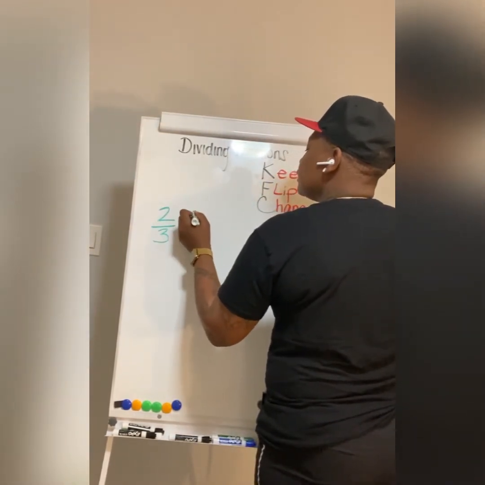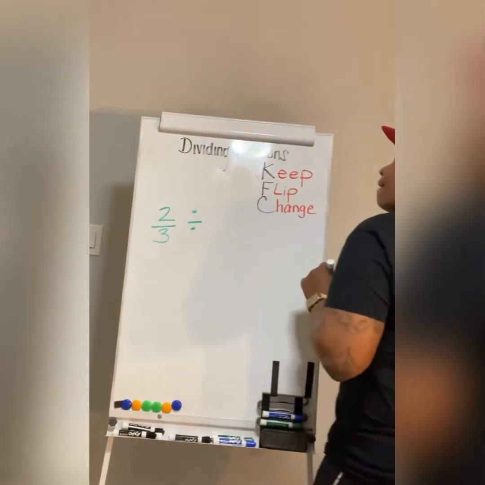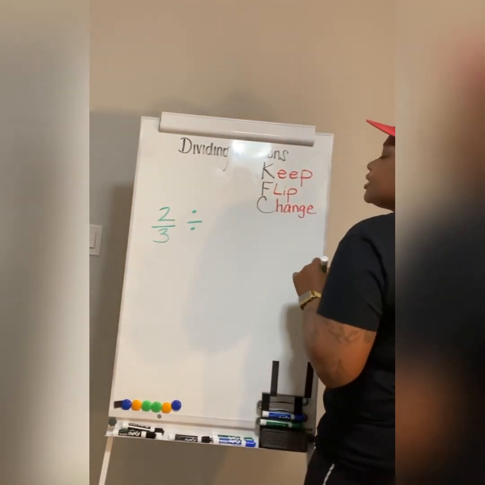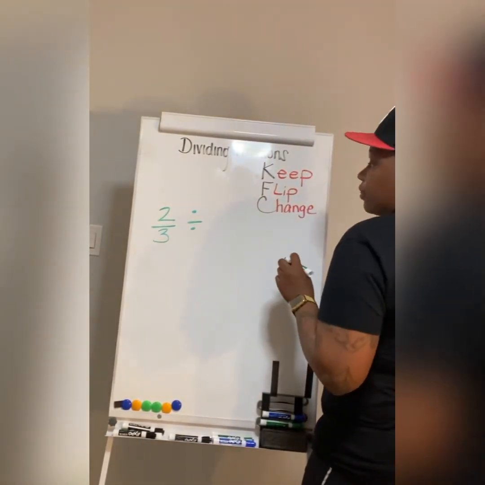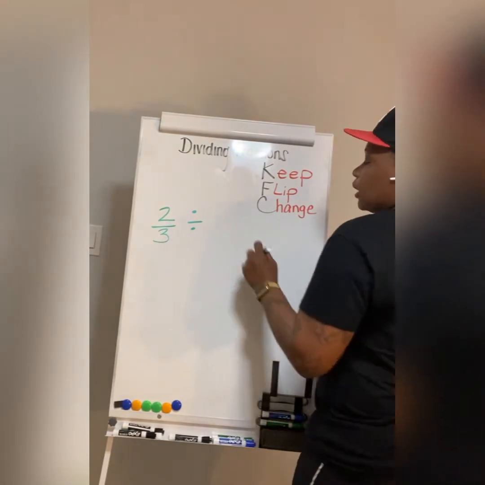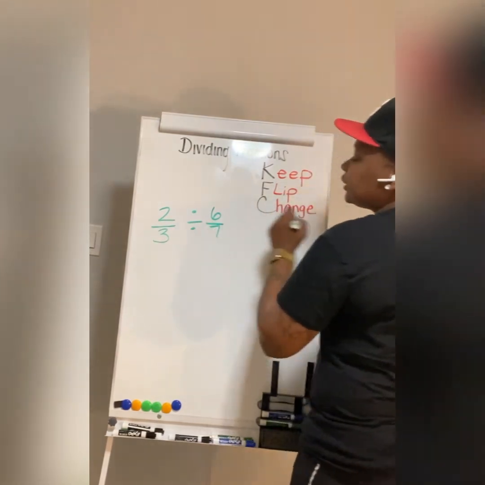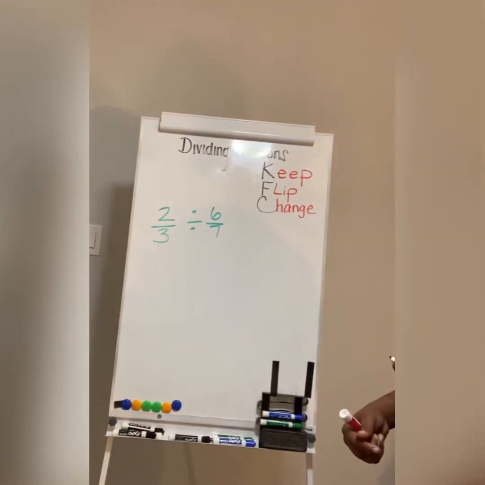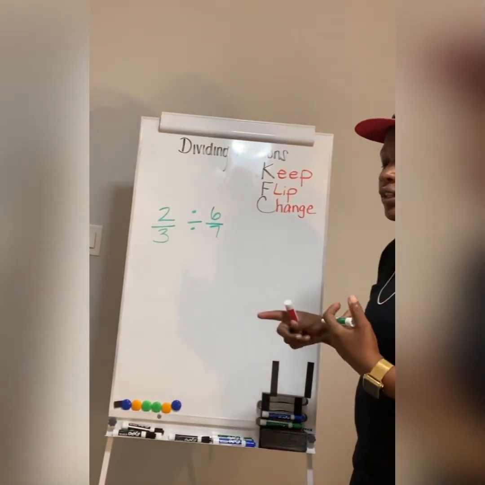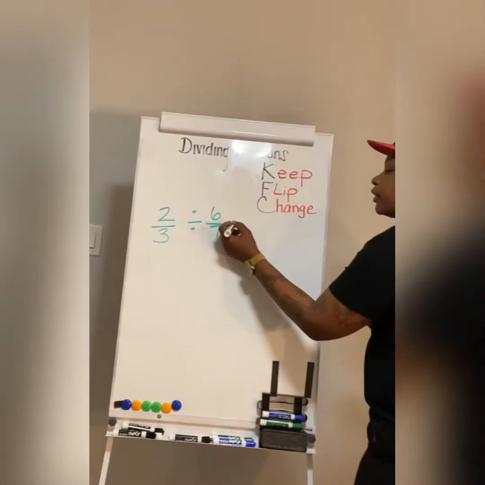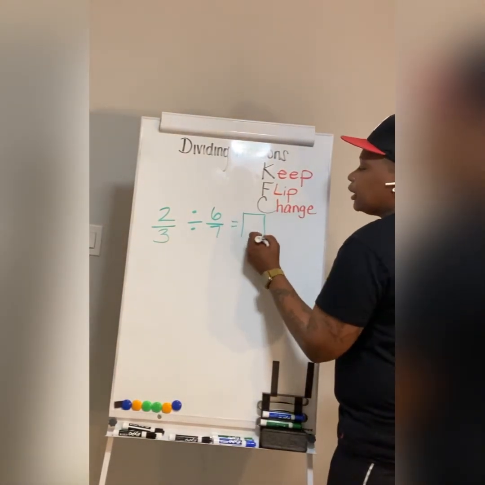divided by 6/7. So 2/3 divided by 6/7 is going to give us what? Let's figure out what our box is going to look like with this one.